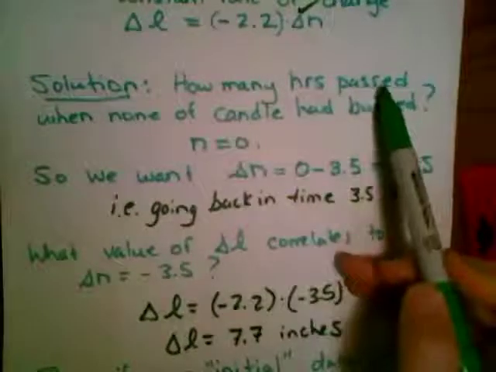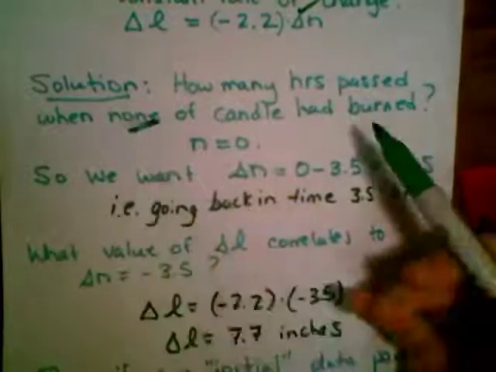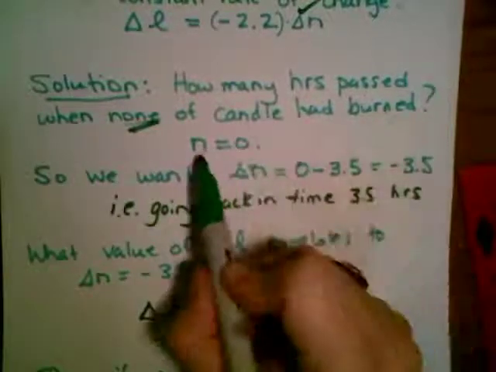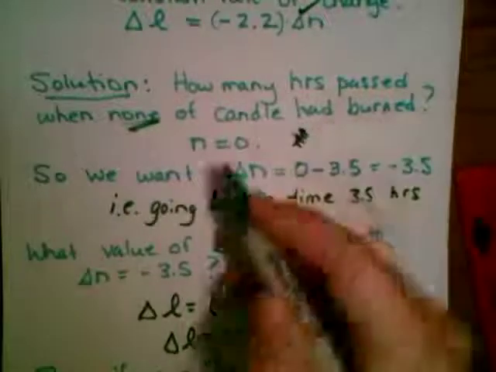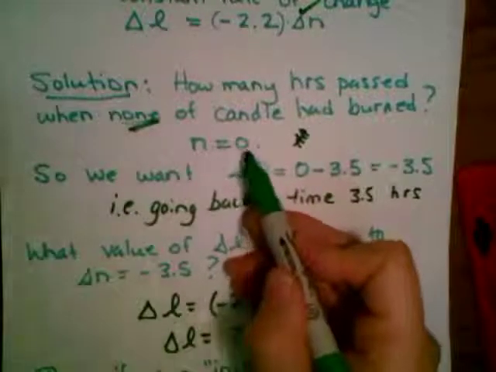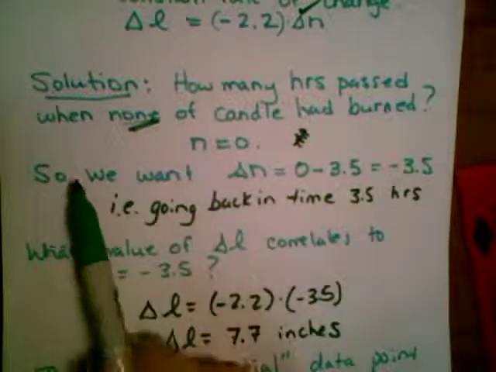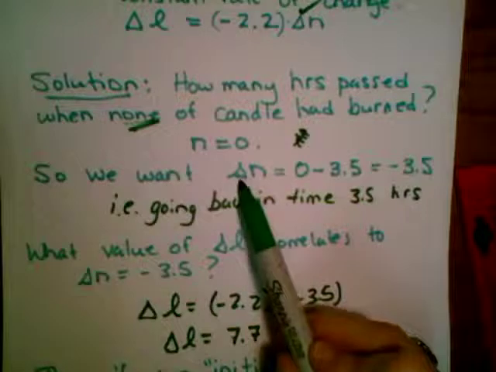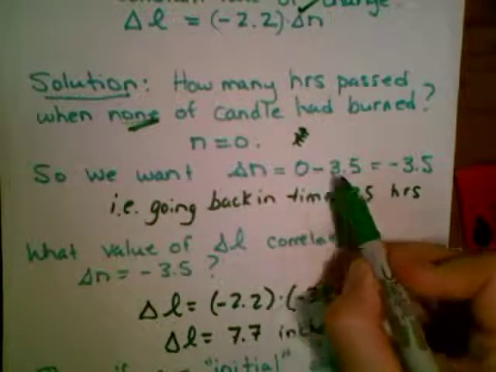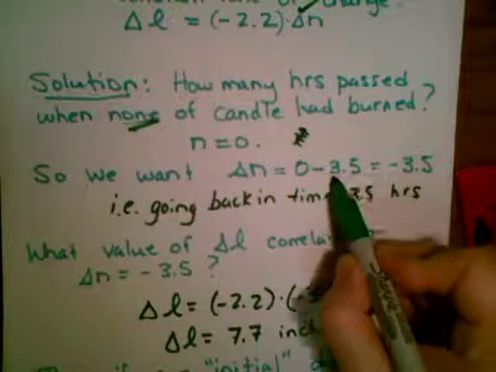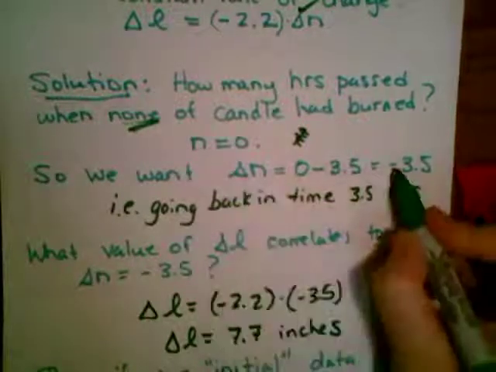Well, how many hours passed at the point in time when none of the candle had been burned? Well, n would be 0. That would be n equals 0, 0 hours since the candle was lit. We'd have the full length of the candle corresponding to n equals 0. So going back in time, we want delta n to be the final number of hours minus the initial number of hours. So that change in n, we're going back in time 3.5 hours. Change in n is negative 3.5.